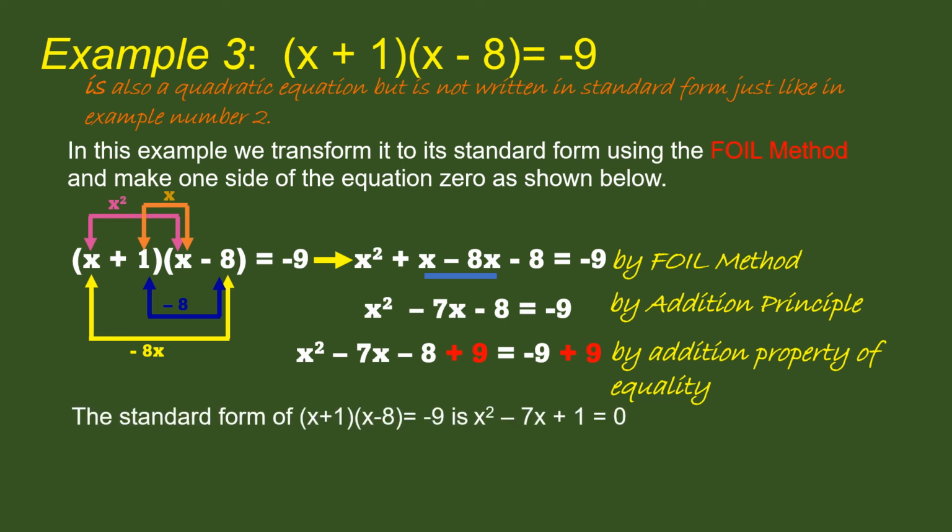Therefore, the standard form of quantity x plus 1 times quantity x minus 8 is equal to negative 9 is x squared minus 7x plus 1 equal to 0, where a is equal to 1, b is equal to negative 7, and c is equal to positive 1.